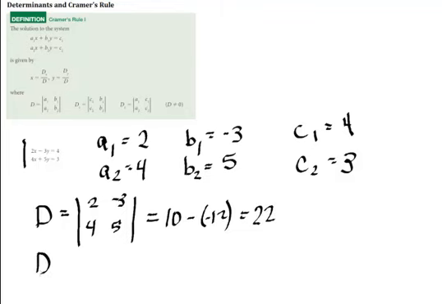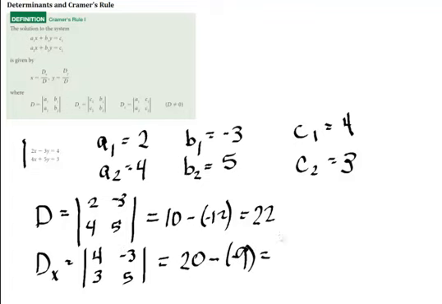Let's do Dx. Dx is, I take C1 and B1. So C1 is a 4, B1 is a negative 3. C2, that's a 3. B2, that's a 5. Let's compute this. That would be 20 minus 3 times negative 3, that would be a negative 9. So this would actually be 29.